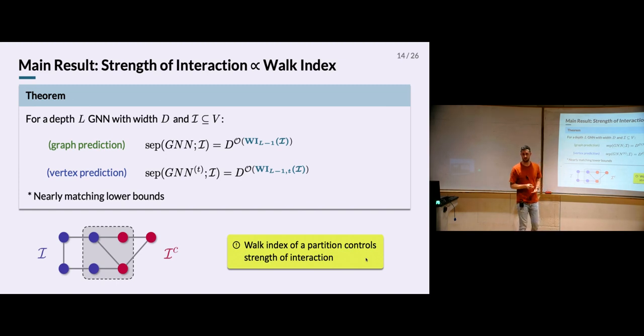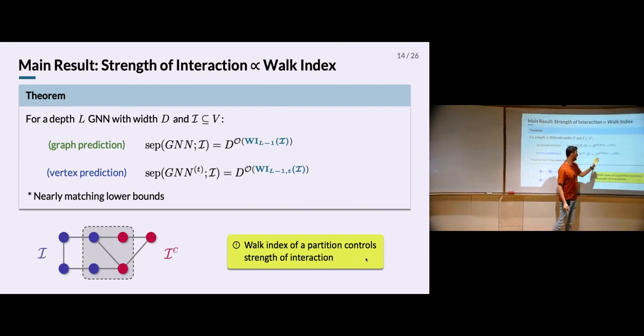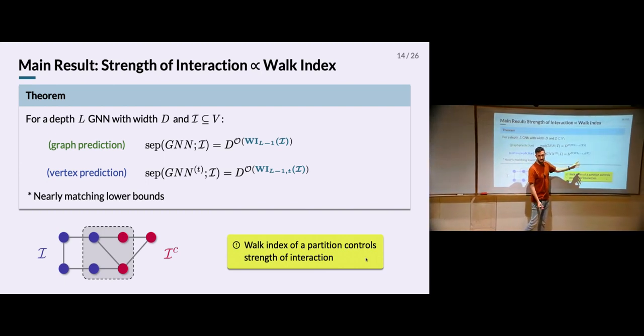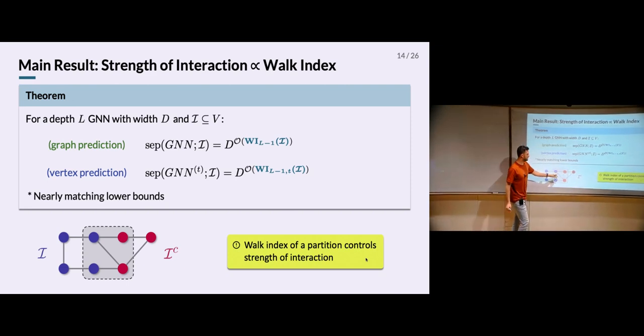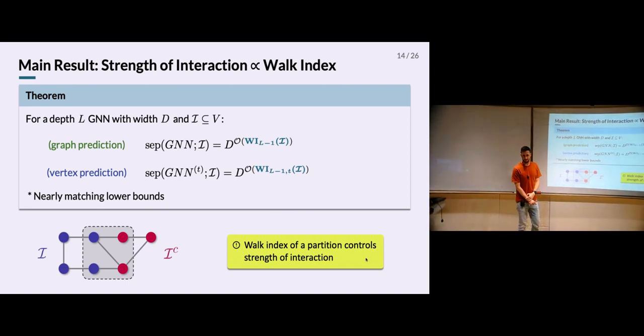Are there any questions about this? T is a target vertex. GNN T is the function that the GNN realizes when you make the prediction over vertex T. So the L minus 1 T walk index is the number of length L minus 1 walks originating from the boundary of the partition that end at T. D is the width, L is the depth of the network, T is a target vertex, and I is just any subset.